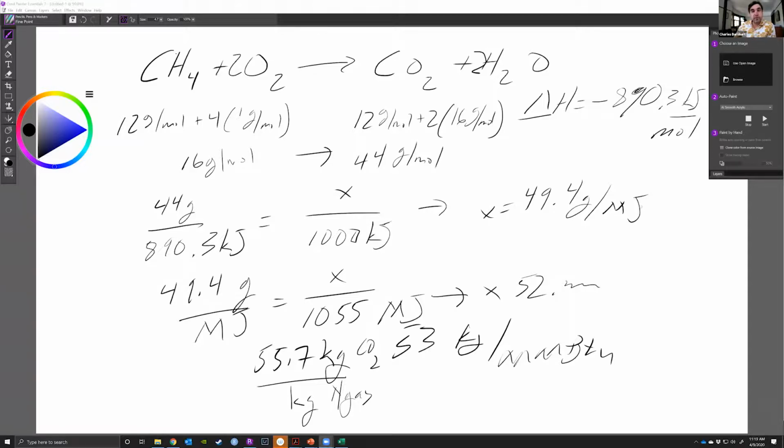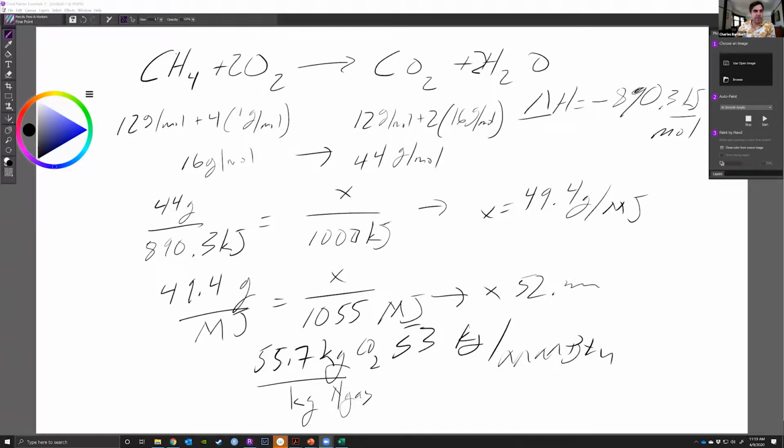But it's usually reported in terms of mega BTU. And so then we went from megajoules to mega BTUs. A mega BTU is 1,055 megajoules. We get 52 point something, and the reported value is 53 kilograms per mega BTU. So this is the same number, right? We just went through a bunch of math all over the place.